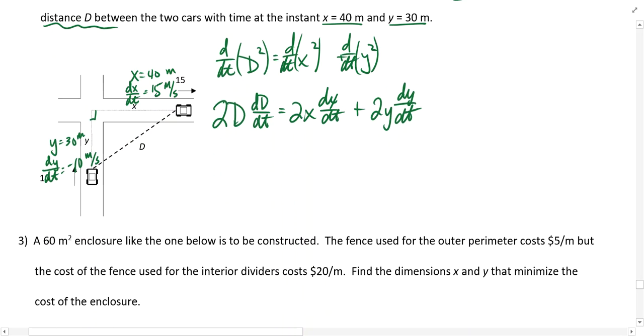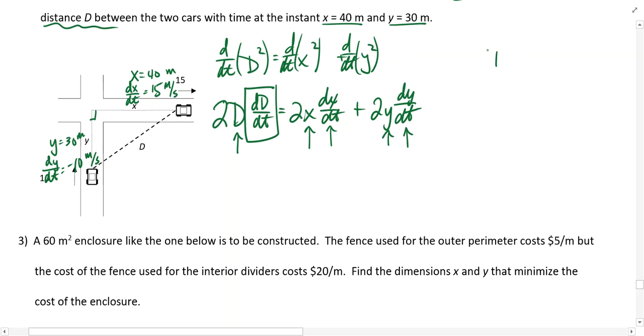And based on the given information, we should be able to substitute for 5 of these 6 unknown values, and that'll allow us to compute the final missing value. So we're looking for the rate of change of d with respect to time. We have x, dx/dt, we have y and dy/dt. What we don't have right now is our current distance.